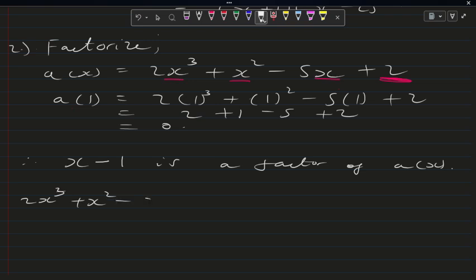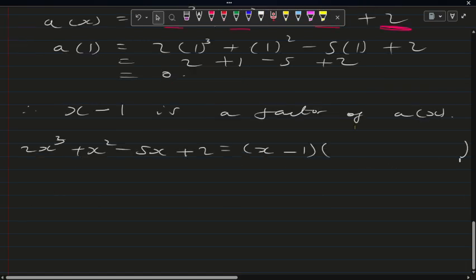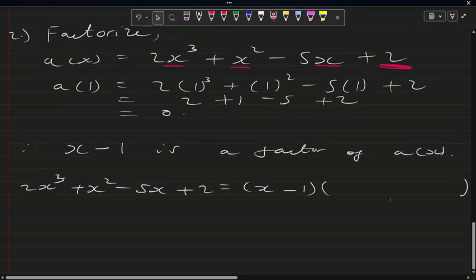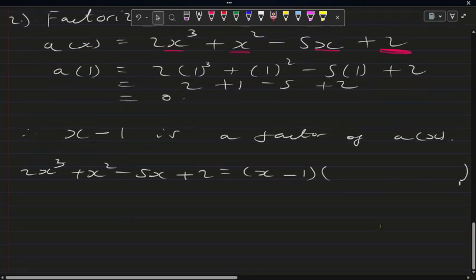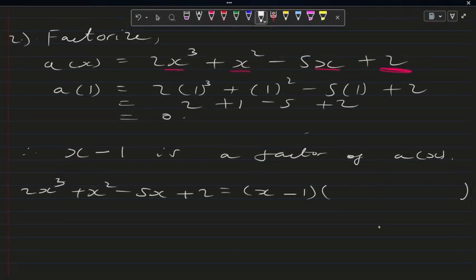Because this is the case, we can express a of x in this manner. We can say that 2x cubed plus x squared minus 5x plus 2 is equal to the factor, which is x minus 1, multiplied by this other factor that we will determine. For this example, I will not perform long division. I will just use the shortcut method.